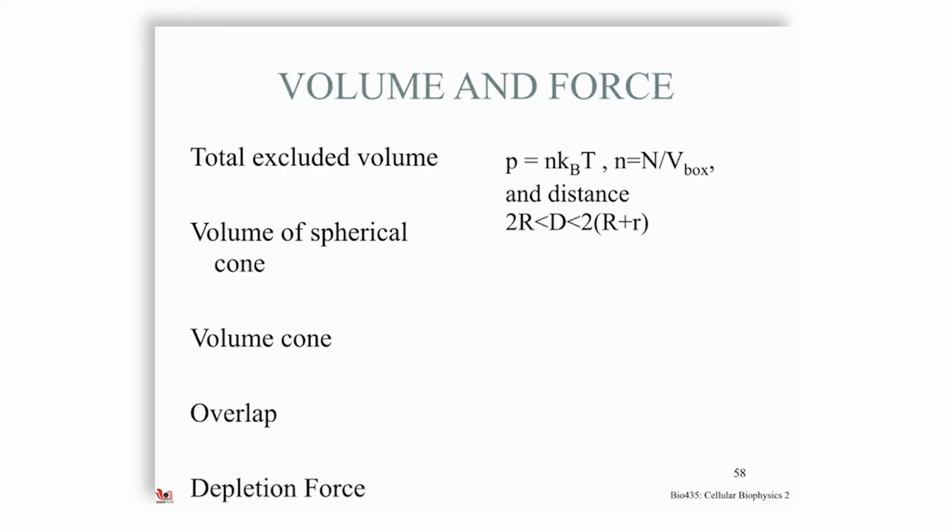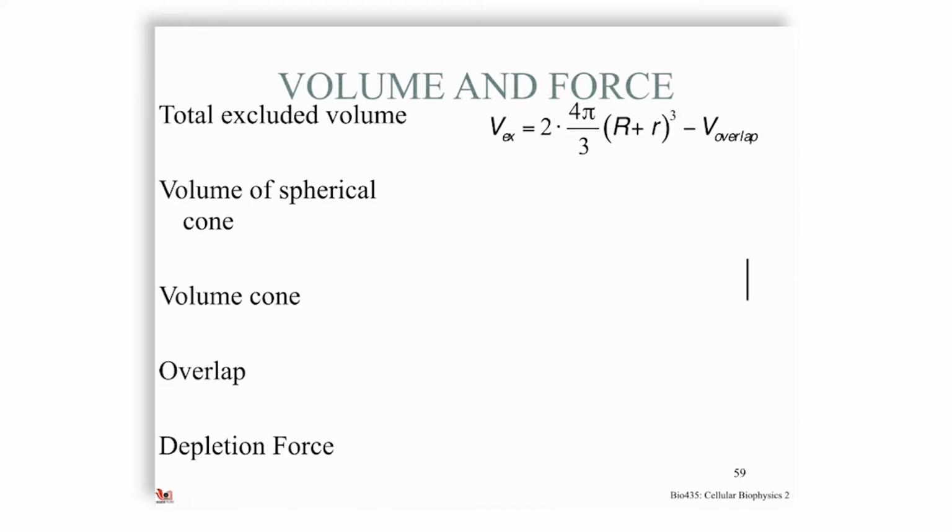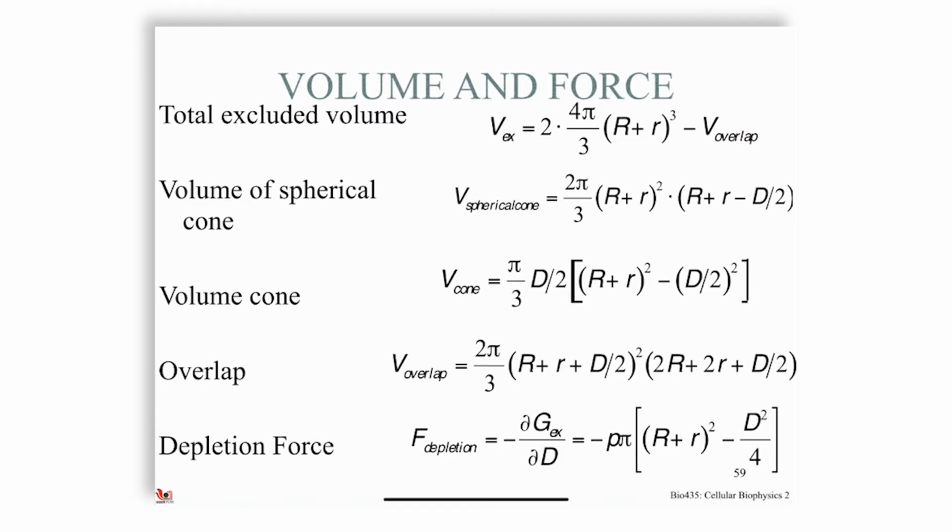And so the depletion interactions can be got at by combining volumes and forces to tell us that the total excluded volume is V excluded, in geometric terms 4 by 3 pi (R plus r) cubed, R capital plus r being the radius of the particle plus the radius of the excluded volume, minus V overlap. And the spherical cone then, its volume becomes 2 by 3 times pi r squared times (R plus r minus d by 2), and d, if you remember, is the distance between the two particles. The cone volume then simplifies, and then the overlap simplifies, and this is a bit of arithmetic.